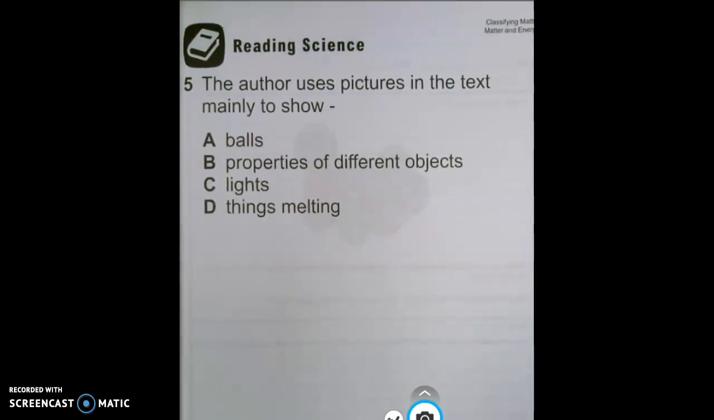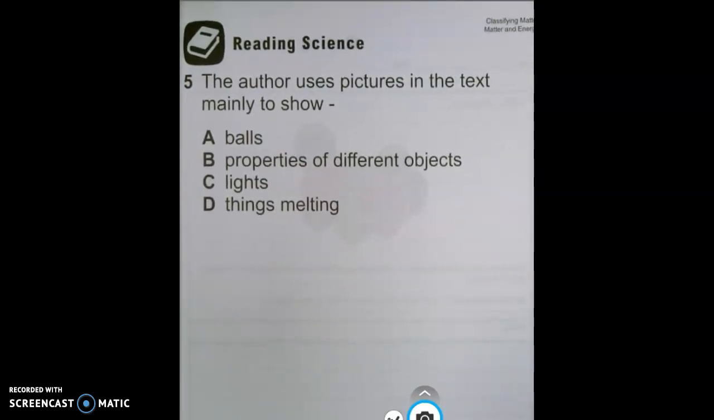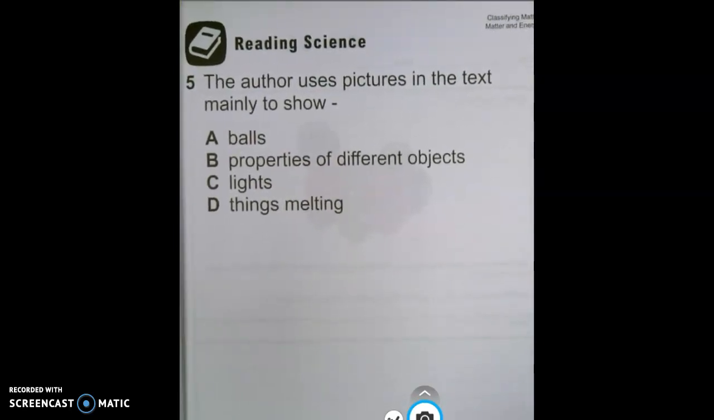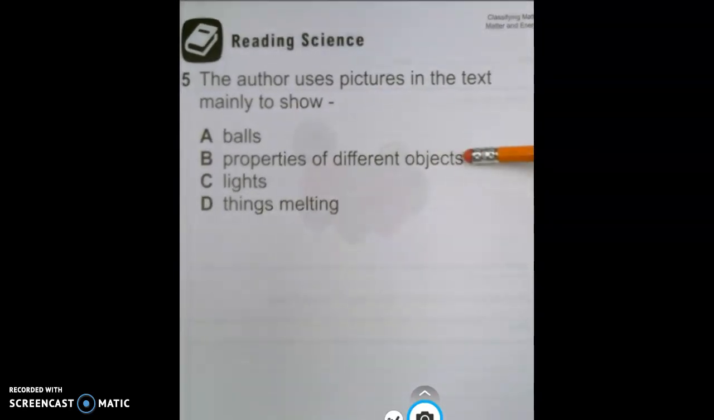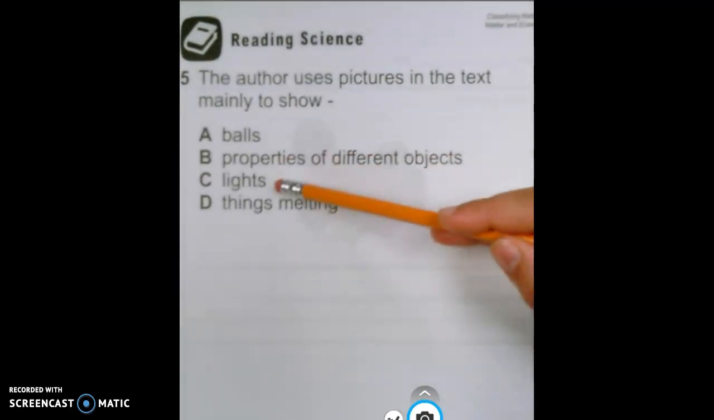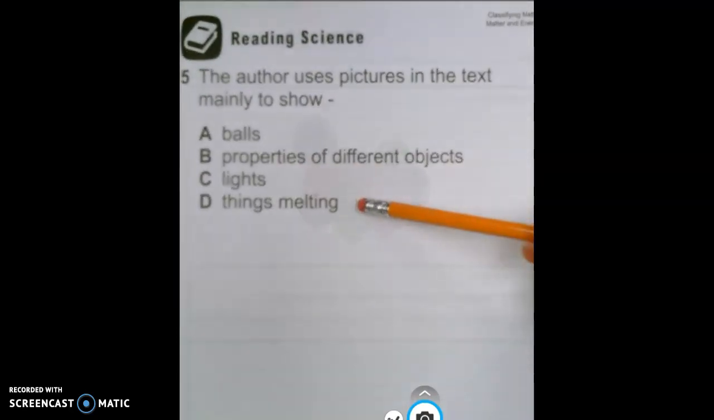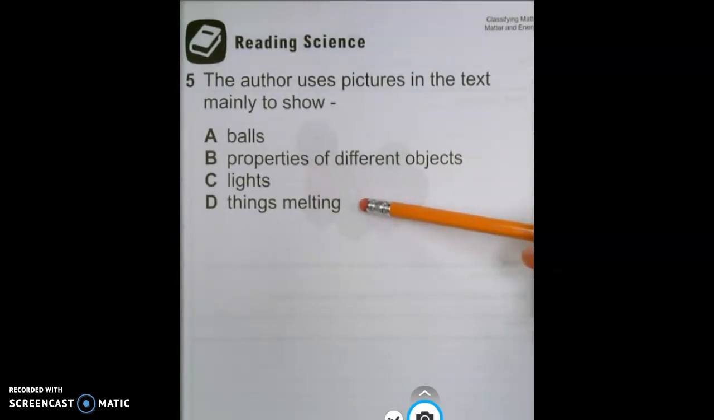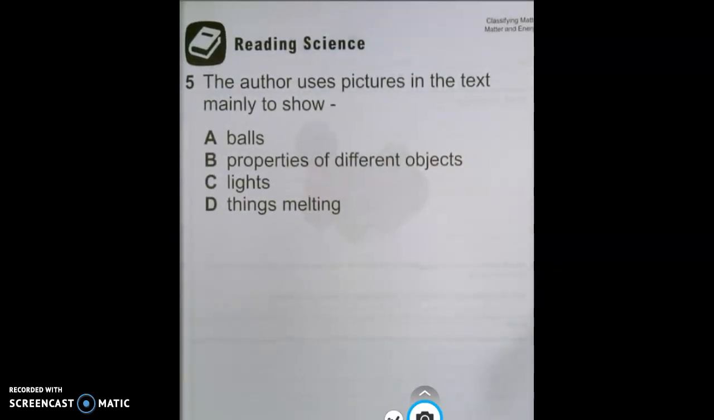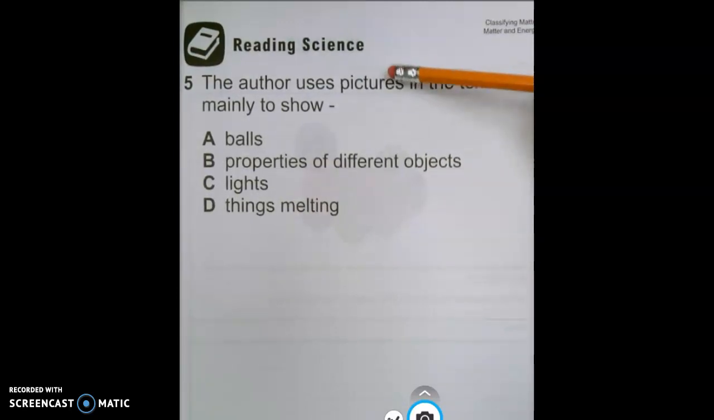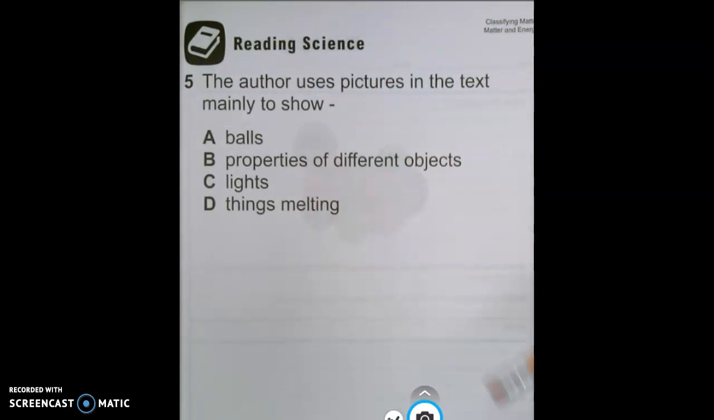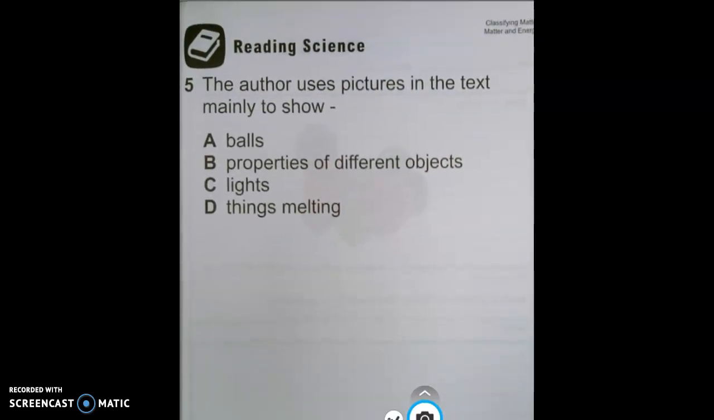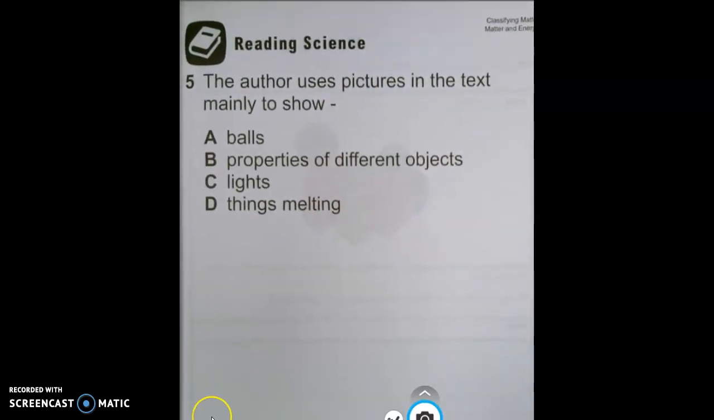Okay, number 5 says the author uses pictures in the text mainly to show A, balls. B, properties of different objects. C, lights. D, things melting. So they use pictures in the story to show you what? Which one of these things do you see in the story with pictures? Okay, use this to help you take our quiz.